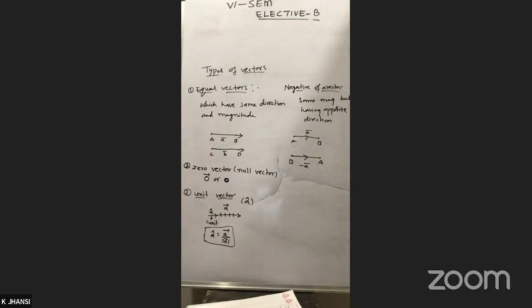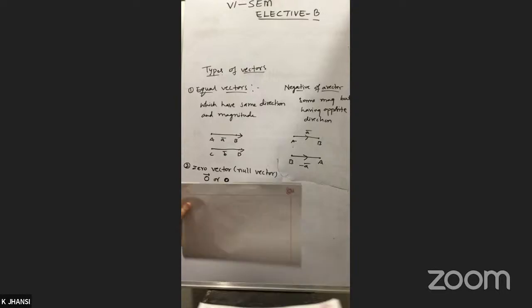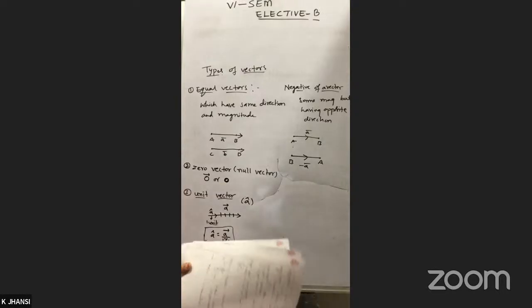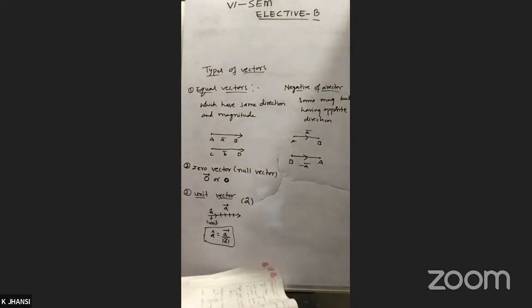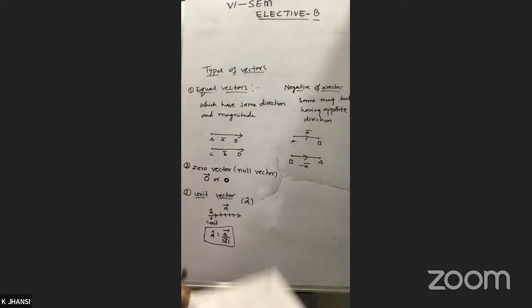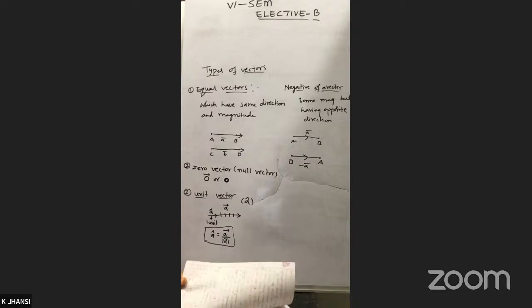Next, the important one is coplanar and also collinear vectors. You are familiar with collinear and coplanar in three-dimensional geometry also. You have collinear points and also coplanar points. Similarly, you will have collinear vectors and also coplanar vectors. Depending on this, you will have problems on collinear vectors and also coplanar vectors.